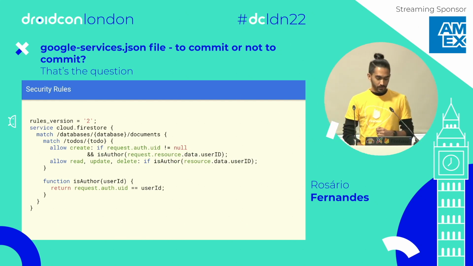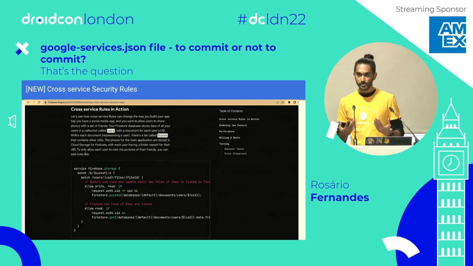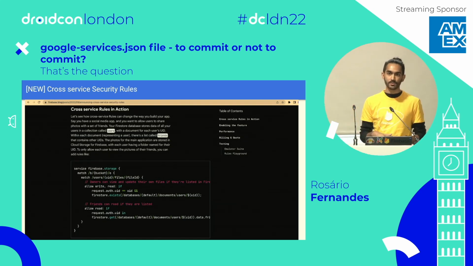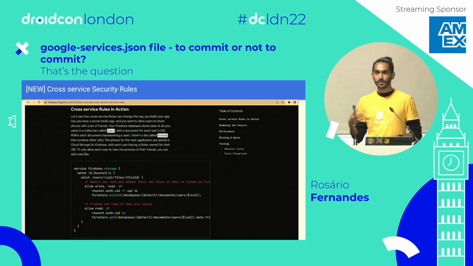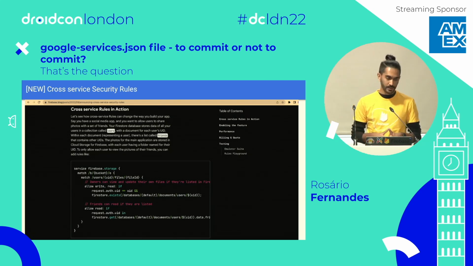And recently, we launched what we call cross-service security rules, which I think you'll probably find interesting if you're using Cloud Storage and Cloud Firestore. Cross-service security rules allow you to create rules in Cloud Storage based on data from Cloud Firestore. So if you've been interested in that for a while, I know a lot of people have, do check out our blog. It's firebase.blog. We have an announcement post there with some examples that you can follow.